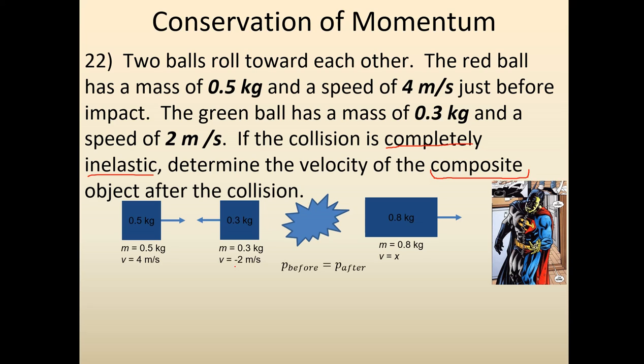All right. So once again, showing the work, p before equals p after, 0.5 times 4 plus 0.3 times negative 2 equals 0.8x. So we clean it up, 1.4 equals 0.8x, solve for x, and we get that the final velocity is 1.75 meters per second. So that's the speed that they're going to move with.